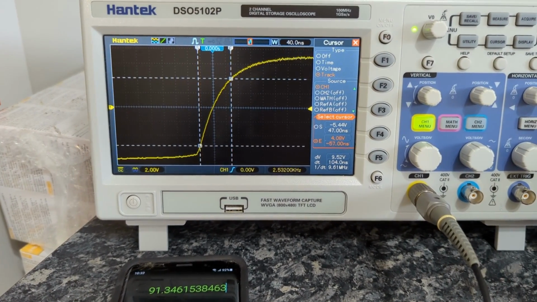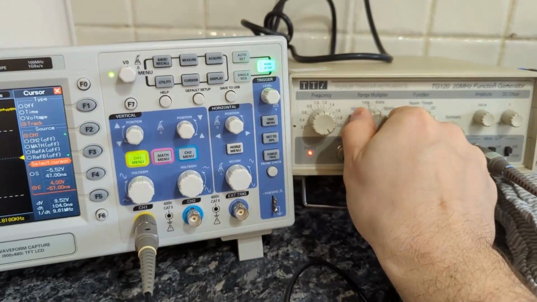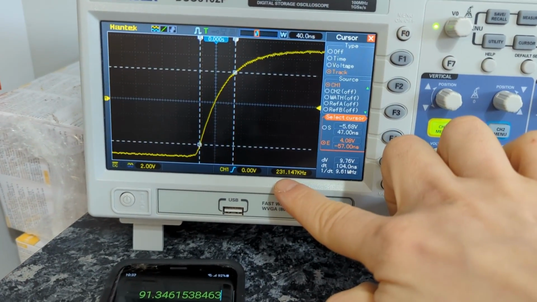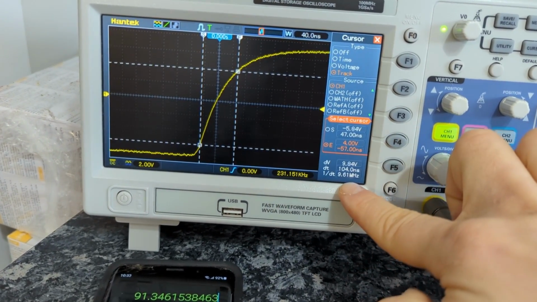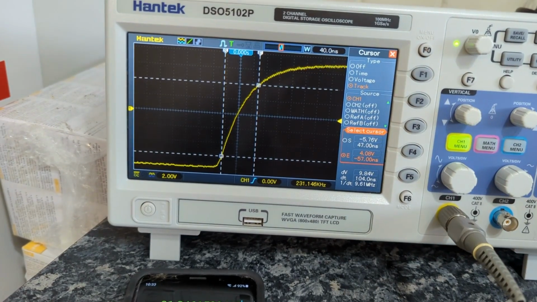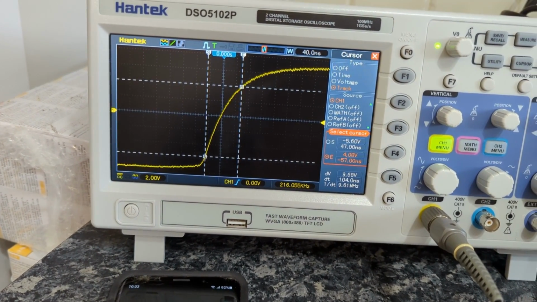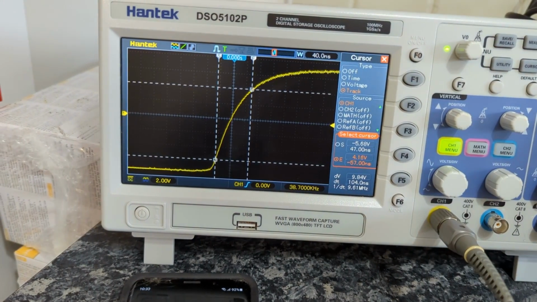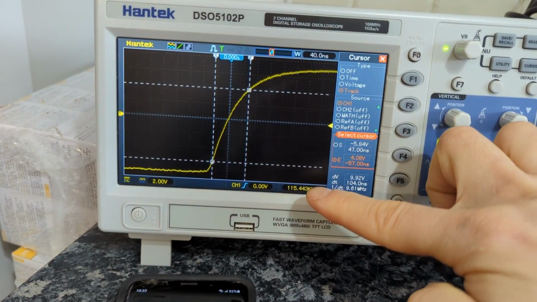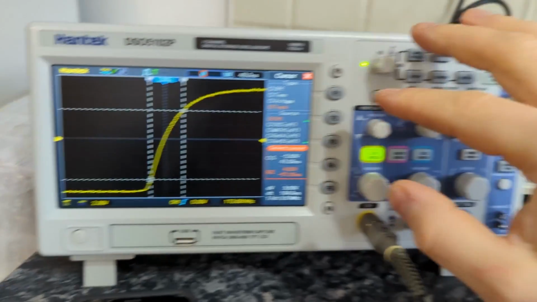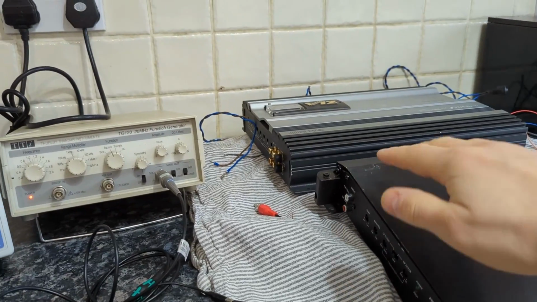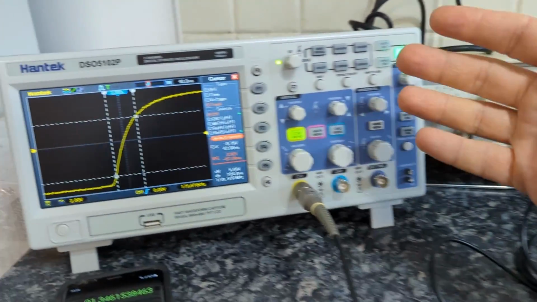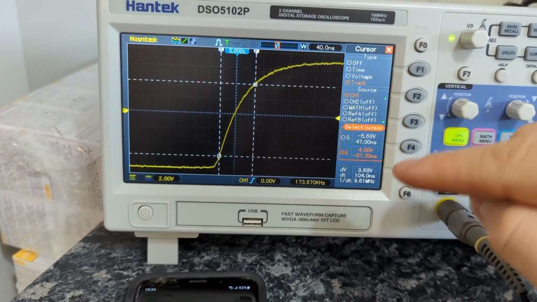If I go even higher, to 200 kilohertz, the numbers are the same. So the slew rate does not depend on frequency. I'm changing it from 20 all the way up to 100, and it doesn't change. So we could potentially measure amplifiers at 1 kilohertz, at 100 hertz. It doesn't matter. What matters is the voltage.